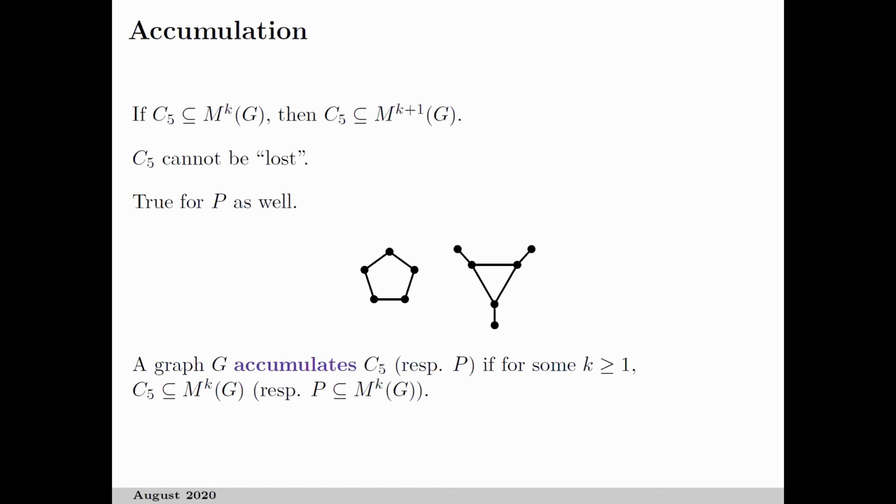With this, we can talk about accumulation of C5 or P. If C5 is a subgraph of MK of G, then it is a subgraph of MK plus 1 of G. In other words, it cannot be lost. The same is true for P. We say that a graph G accumulates C5 or P if some matching of G has it as a subgraph.